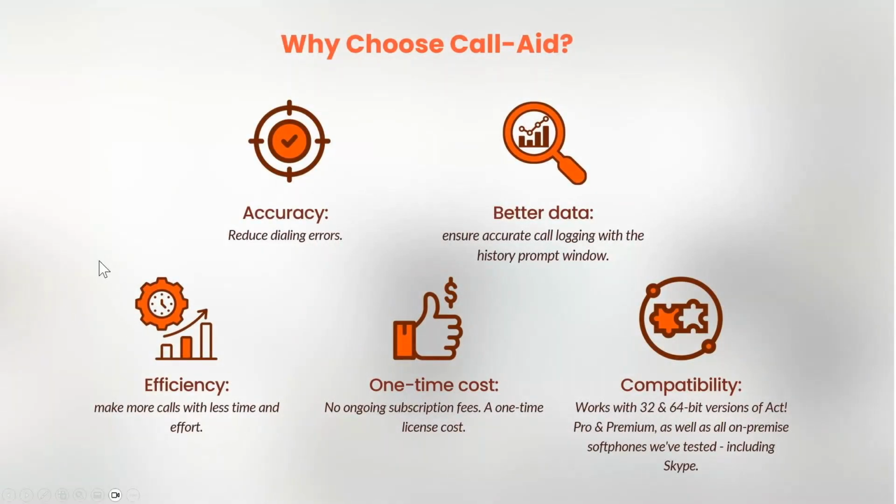Okay, so why choose Call Aid in the first place? Well, it's accuracy. You're able to do more calls with fewer errors, better data. We've configured it so that when you make calls, it pops up a dialog window. You've got more efficient call logging, fewer things get forgotten. Efficiency, more calls with less time.